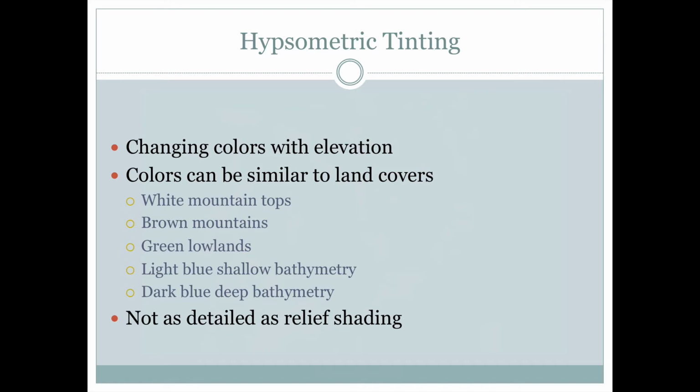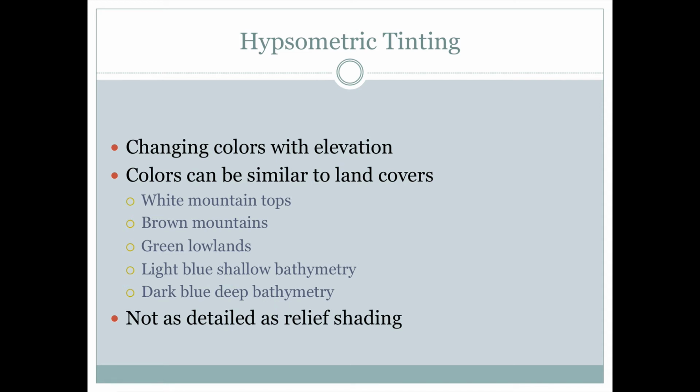So once we get our hill shading or shaded relief down, now we want to add another component to our map, and that's we want to change the color of the map based on elevations. So typically we pick a color scheme where it's somewhat similar to land cover. So for example, we might have white mountaintops, and then further down on the mountains they might be brown. When we get down to the lowlands, it might be green. And if we go into the water, the shallow bathymetry or shallow water depths might be a light blue color, and the deeper water depths might be a darker blue color.